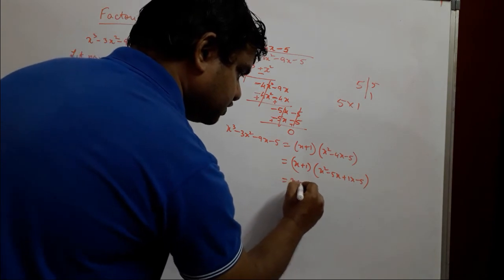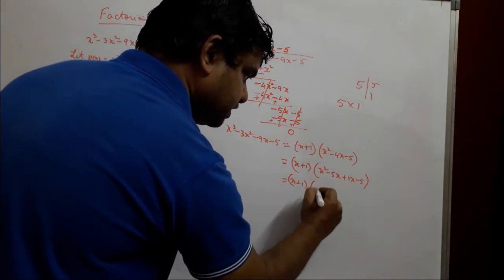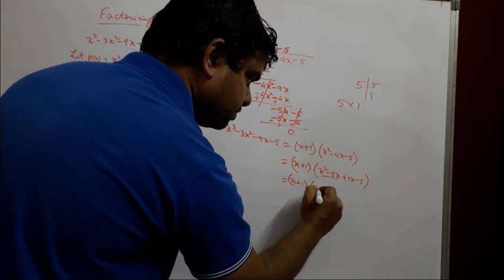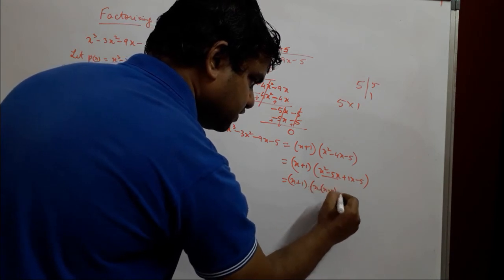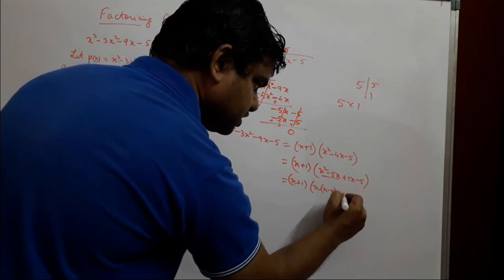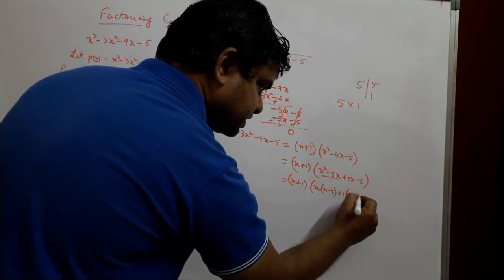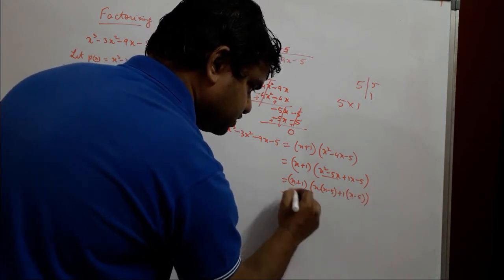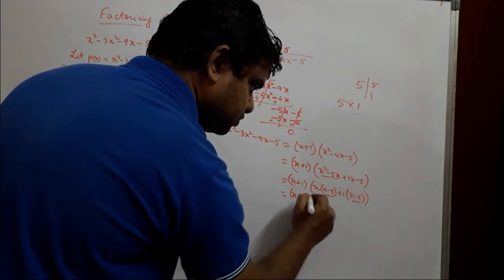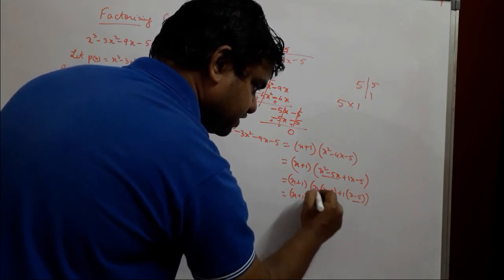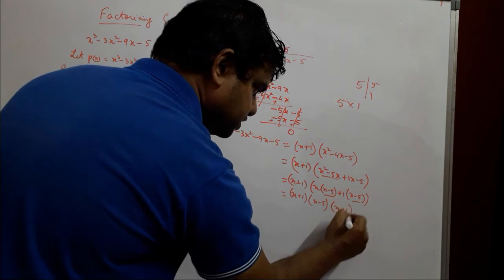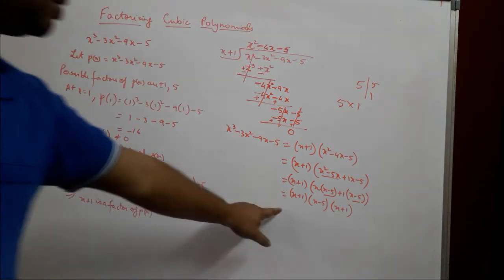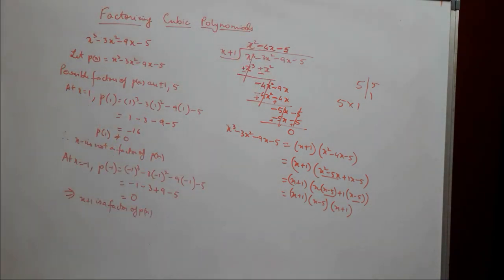This can be written further as x plus 1 into, we'll take x common between the two, x minus 5 we are left with, and here we'll take plus 1 common, and that's x minus 5 that we are left with. Then we take out what is common first, that is x minus 5 in both the cases, and we are left with x plus 1. So these are the factors of x cube minus 3x square minus 9x minus 5.